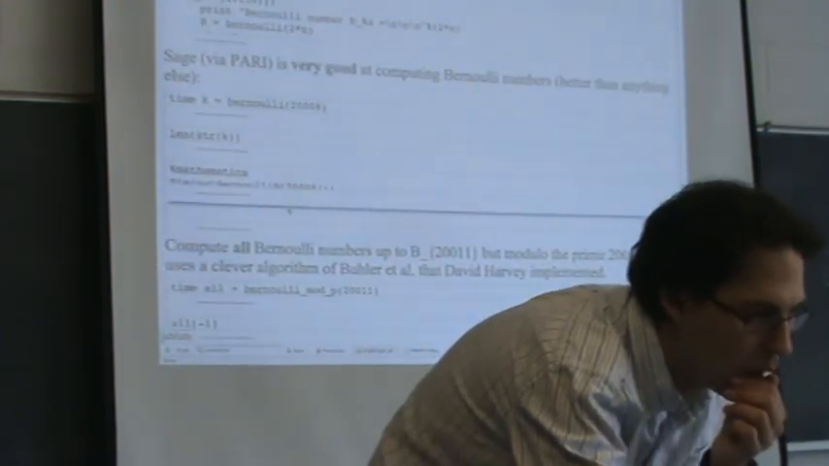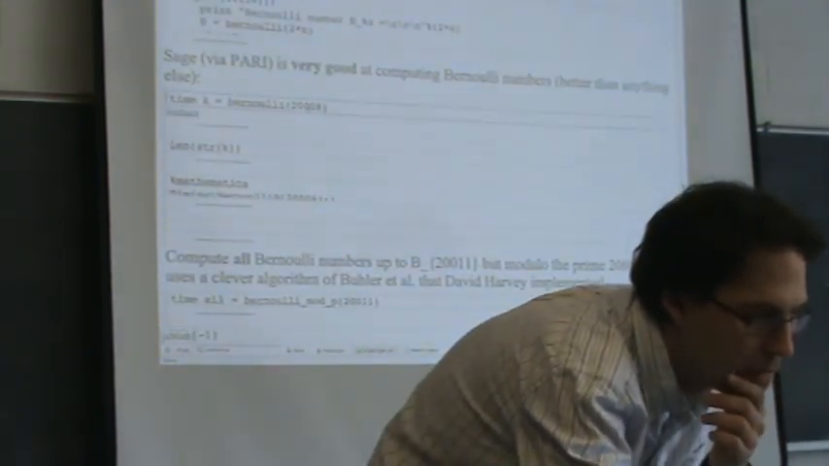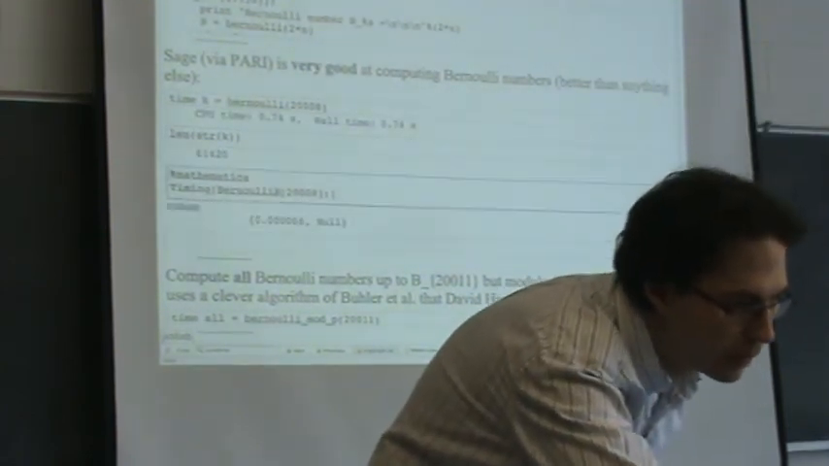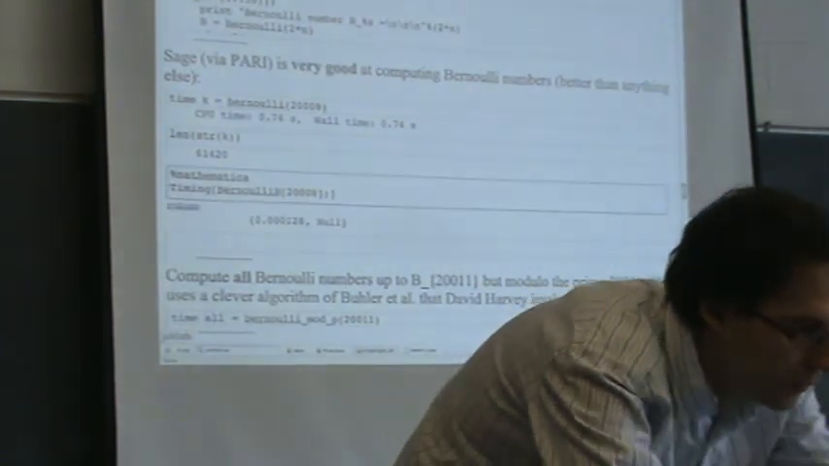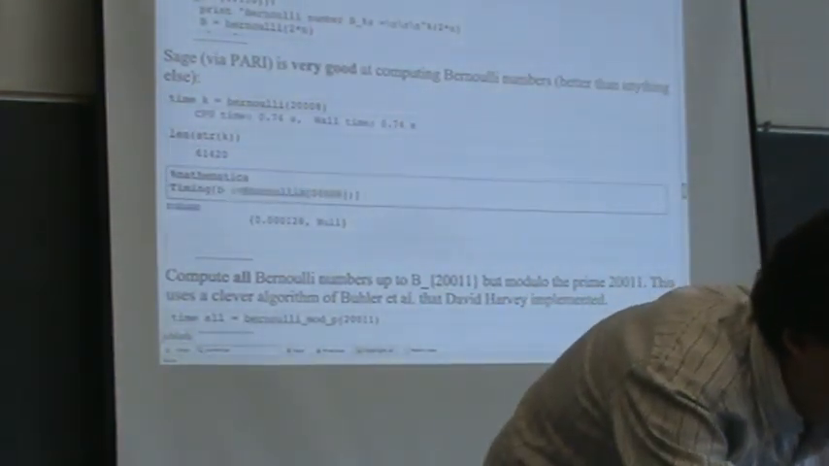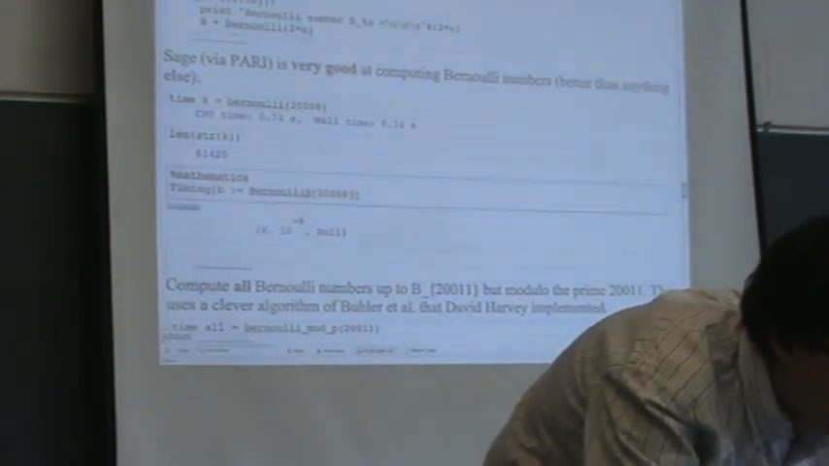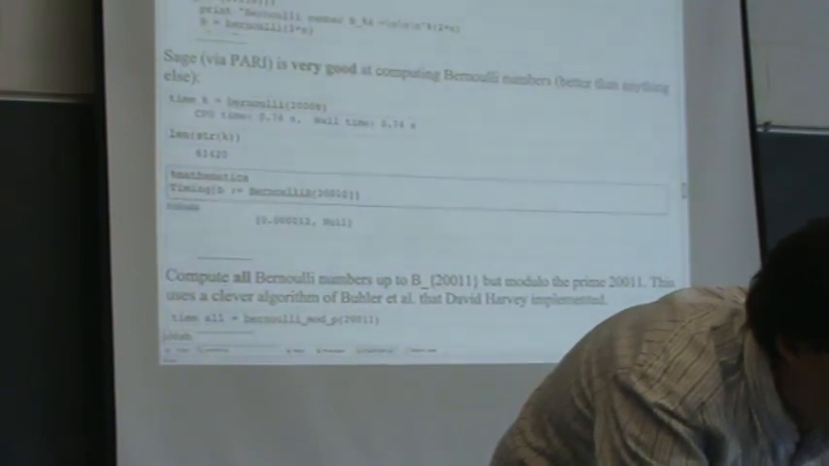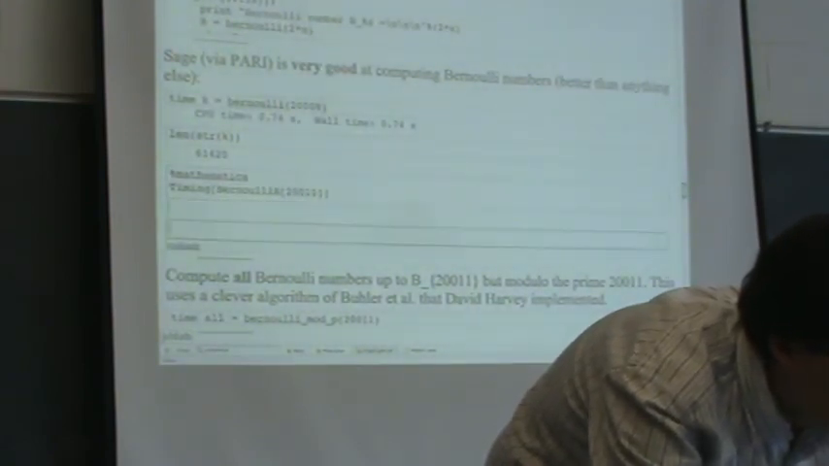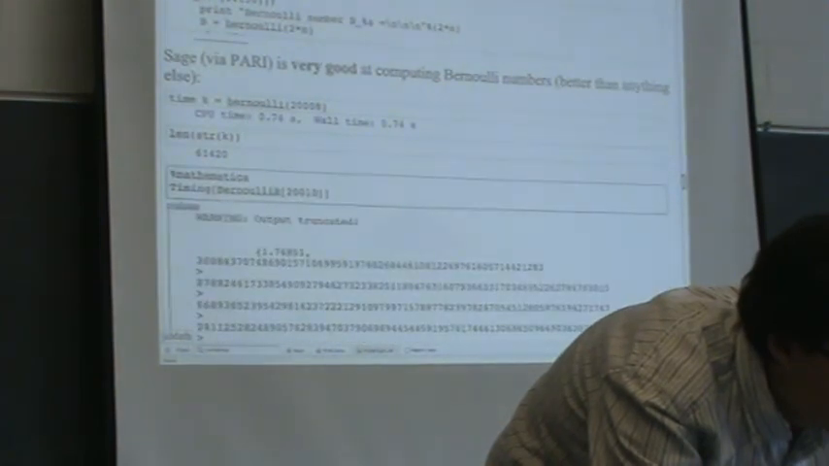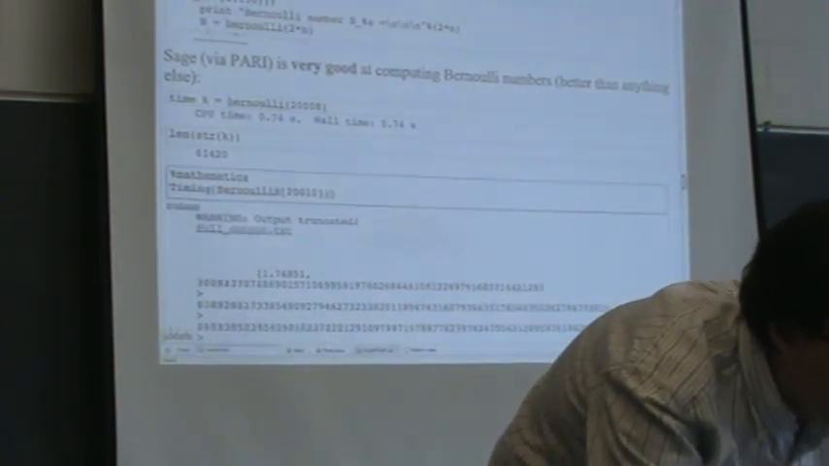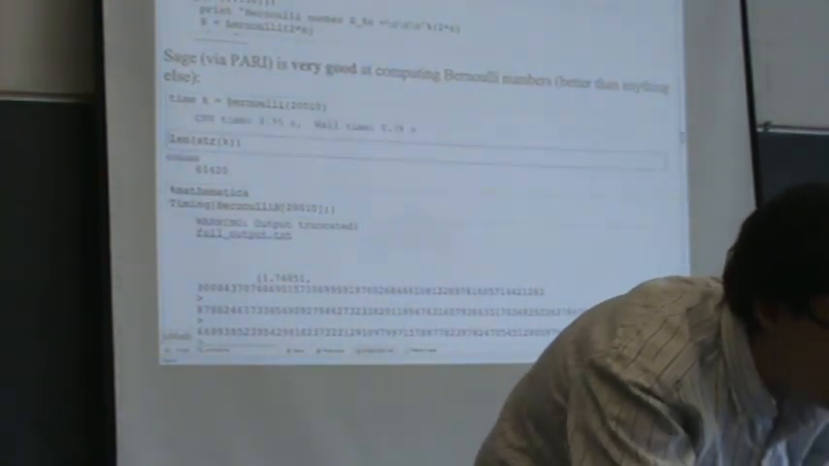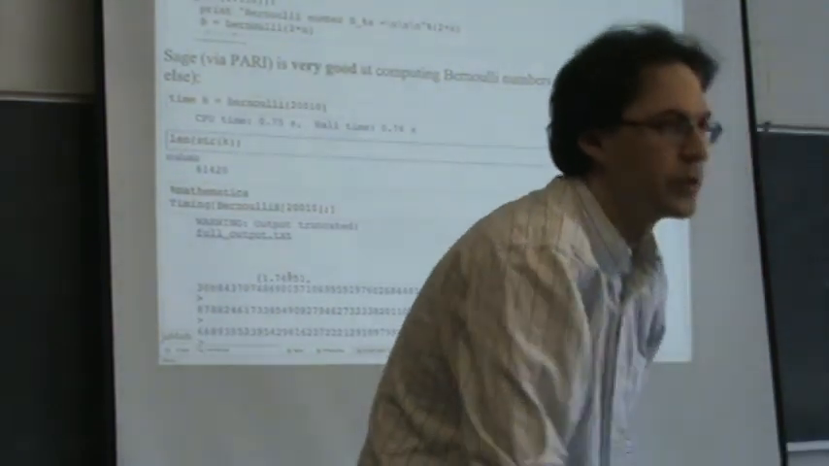Let's see. And just like with number of partitions, Sage is quite fast at computing Bernoulli numbers. I have to get rid of the semicolon. It doesn't actually compute it. Well, no, it already computed it. So the Bernoulli number 2010, in Sage it takes 0.75, and in Mathematica it's 1.74.